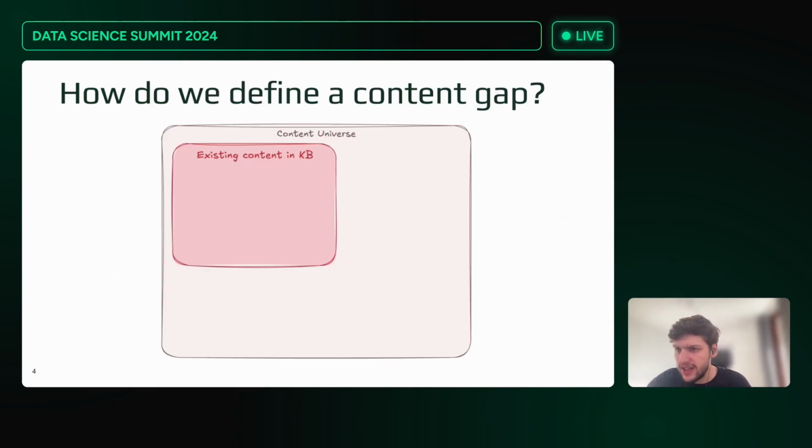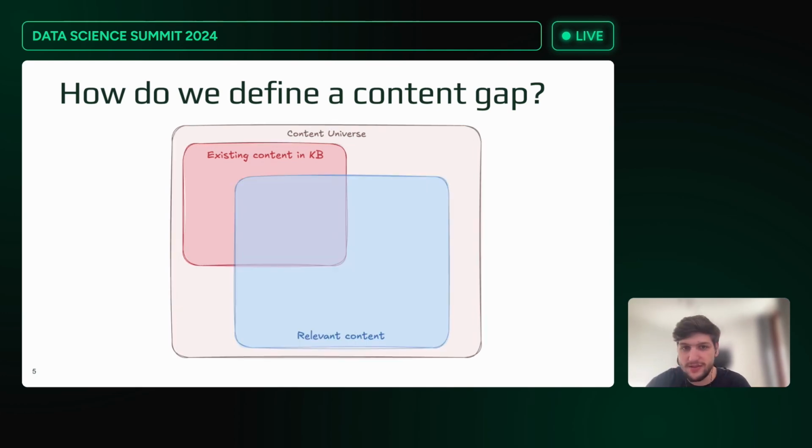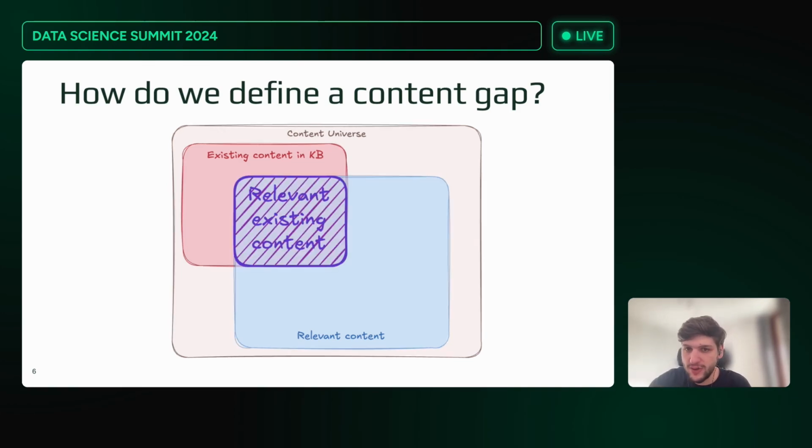So more specifically, what does this content gap look like? And here's sort of how we can conceptualize this in a diagram. So within all possible human knowledge that has ever been created and will ever be created, our content universe, there is some content that exists within our knowledge base, right? And some of that content is relevant, some that is in the knowledge base and some that we haven't captured yet. So we have the intersection of those two, which is the relevant existing content.